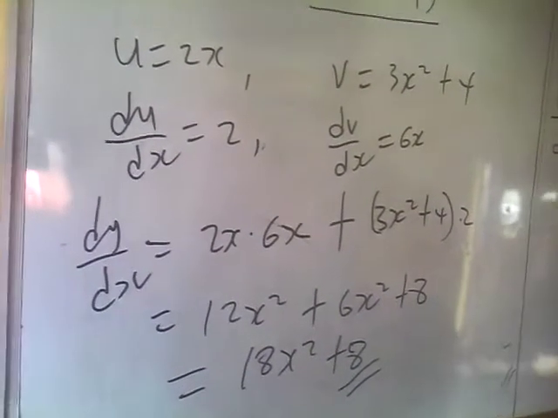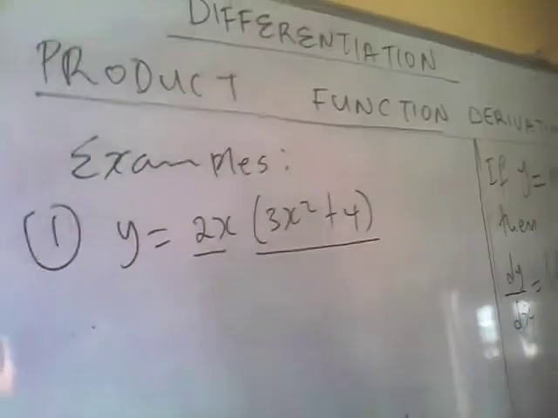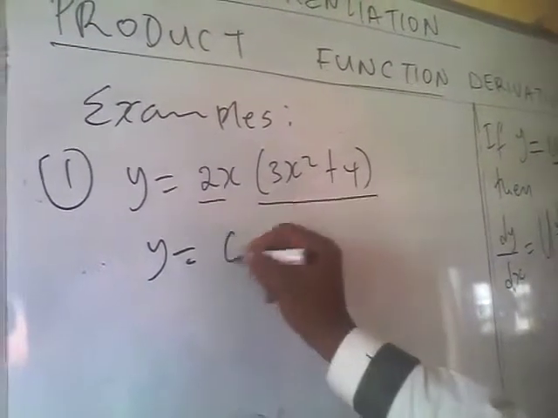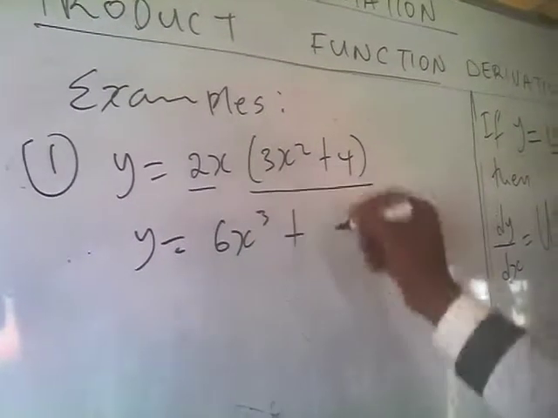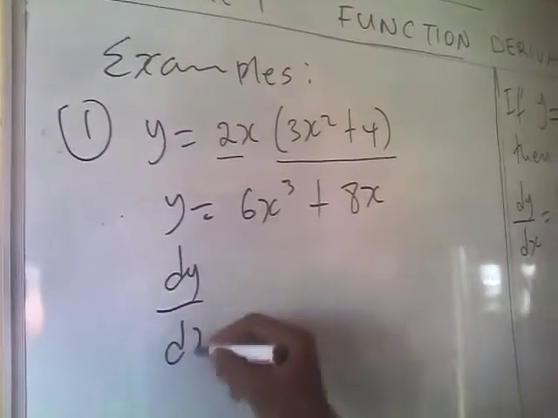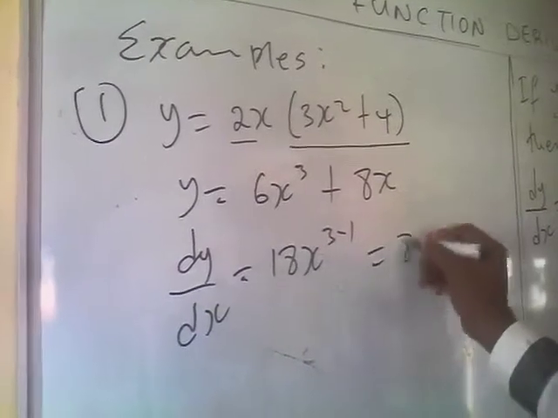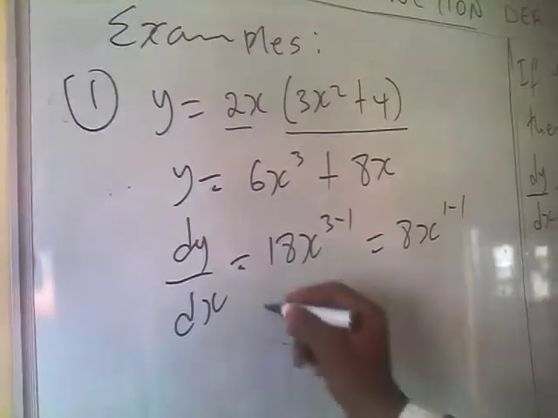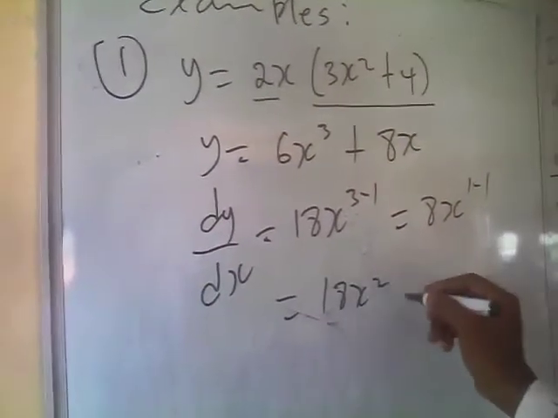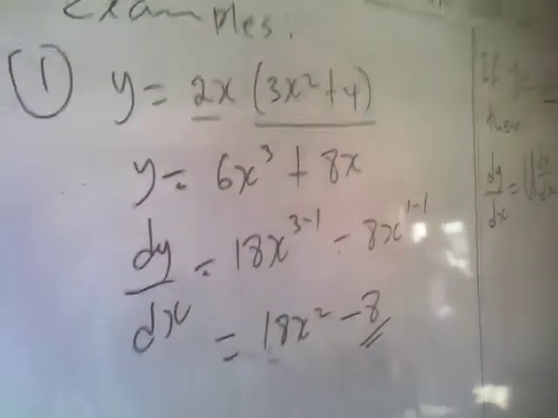Alternatively, we can just expand it. If we don't want to use the product rule, we just expand the functions and then use the power function rule to differentiate. You can write y as 2x times 3x squared, that's 6x cubed, plus 2x times 4, that's plus 8x. Now, from the power function rule, we have dy/dx to be 3 times 6, that's 18, x to the power 3 minus 1, plus 8x raised to power 1 minus 1, and that's 18x squared plus 8. So that's the derivative of that function.